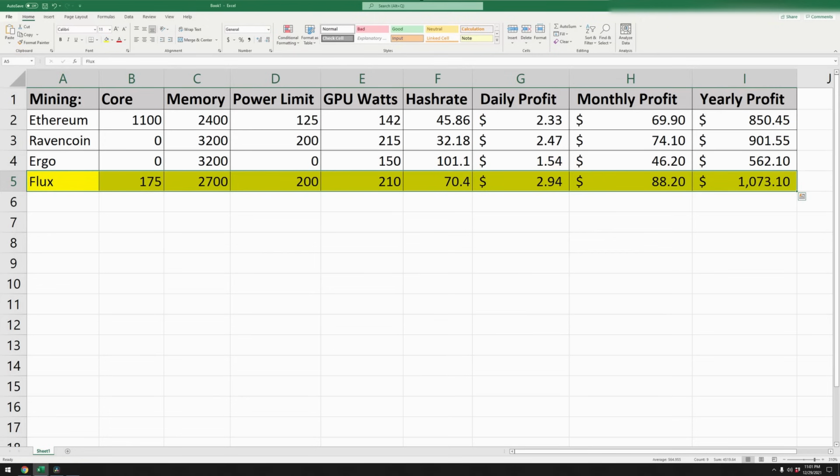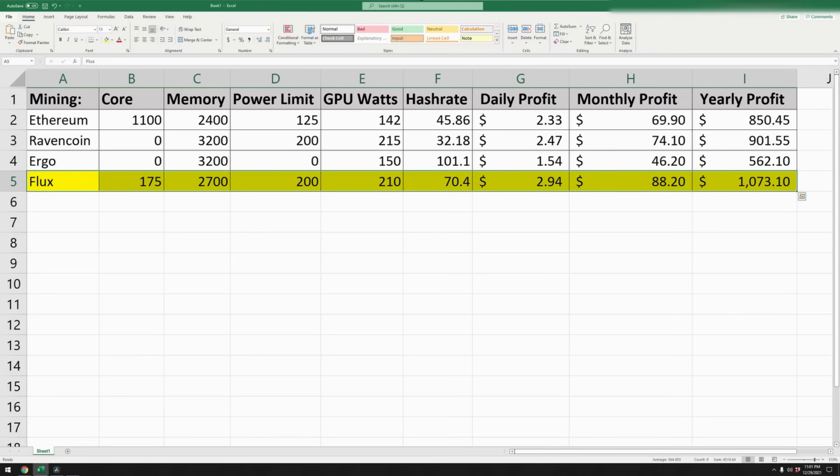Finally, the unicorn in the group, Flux. Flux blew my mind here, guys. Entirely blew my mind. Flux: 175 core, 2700 memory with a power limit of 200 resulted in 210 watts. This gave us 70.4 sols, because that's what it's measured in for Flux, with a daily profitability of $2.94. That's a pretty big swing.